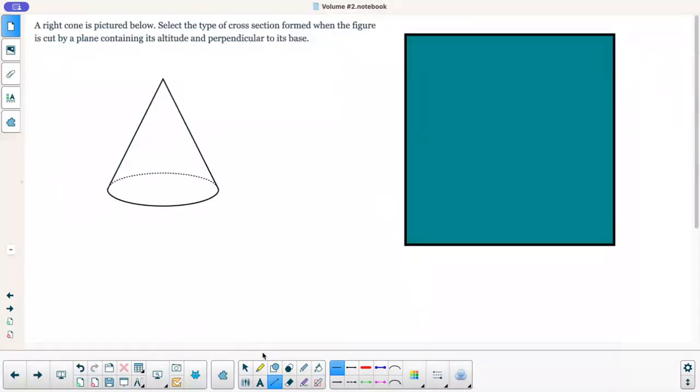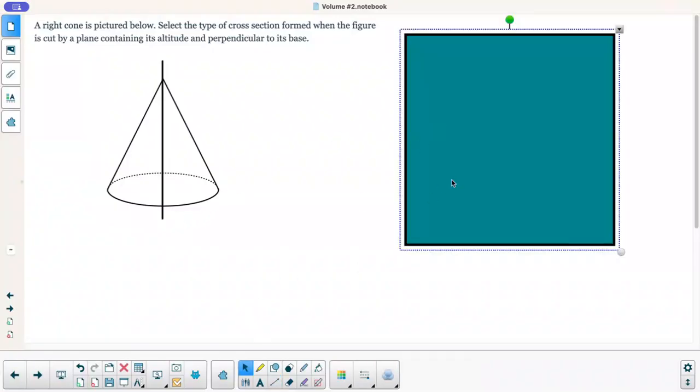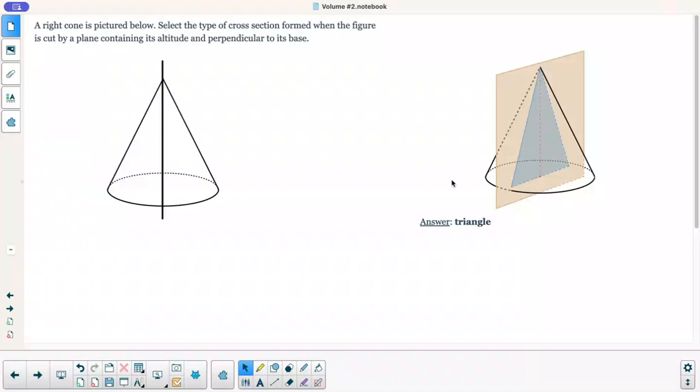All right, so here's a couple problems here. A right cone is pictured below. Select the type of cross-section formed when the figure is cut by a plane. A plane is a flat surface containing its altitude and perpendicular to the base. So your plane is going to be like you're sawing it in half, like that. So I think it's going to be a triangle when I open it up. Let's take a look at the picture here. And sure enough, there it is. They slanted it a little bit so we could see what it looked like. So yes, that would be a triangle.